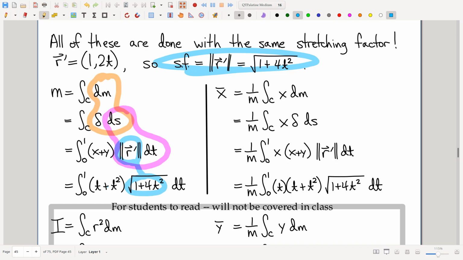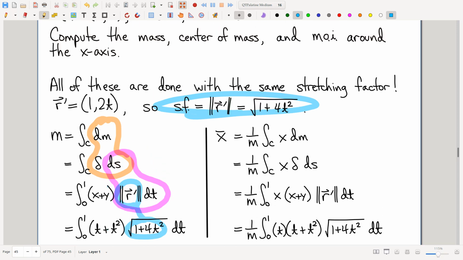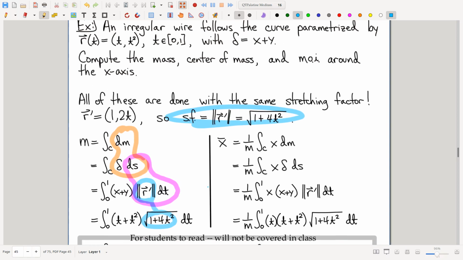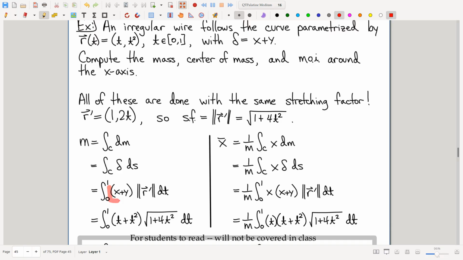We were given in the statement of the question that density is x plus y. So notice it's mostly a matter of plugging in. The one thing that my experience has been that students have a lot of trouble with is figuring out what in the world to do with, for example, x. What's the deal with x?